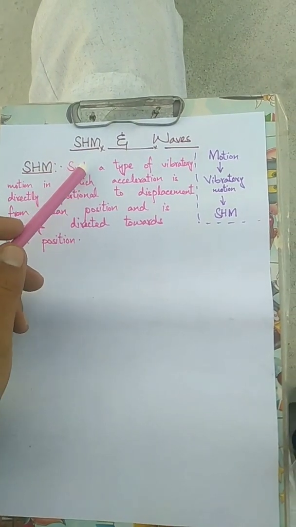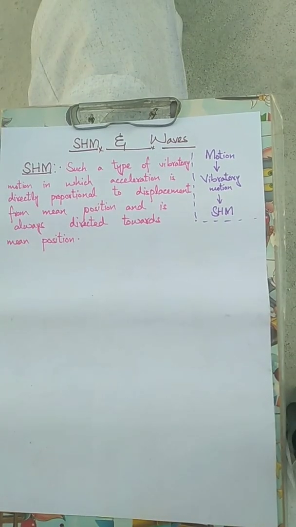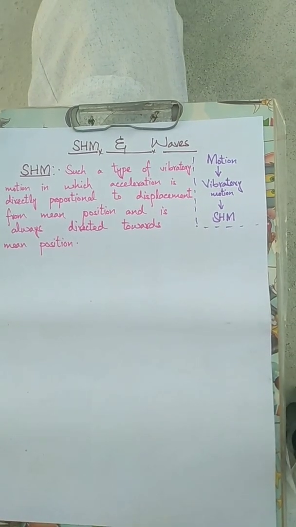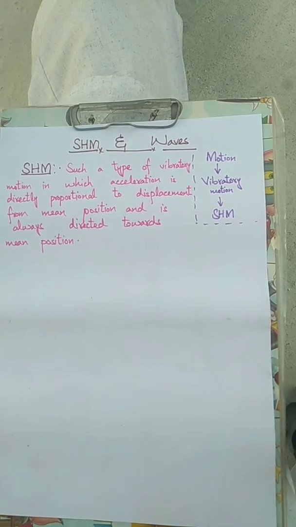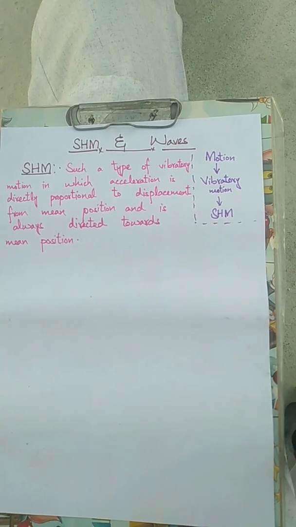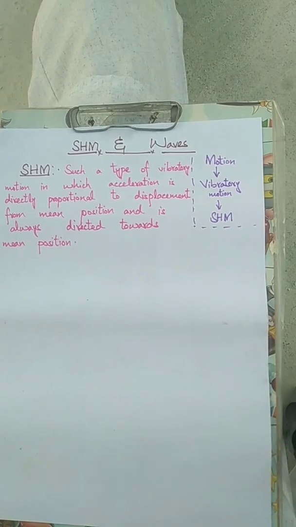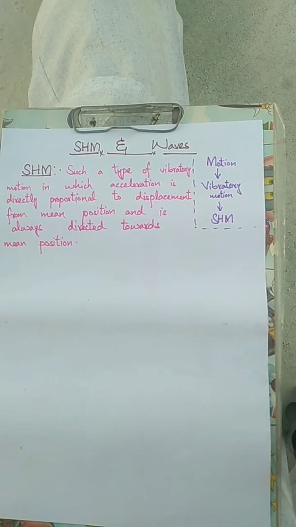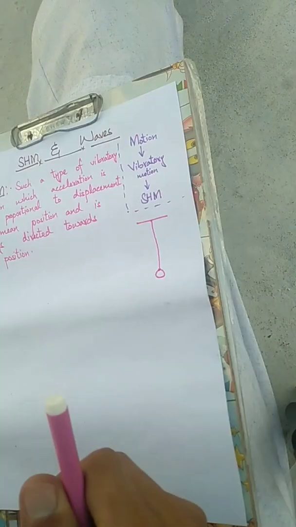Simple harmonic motion is such a type of vibratory motion in which acceleration is directly proportional to displacement from mean position and is always directed towards mean position. So here we are using another term, which is mean position. We need to identify that mean position, then we can properly understand simple harmonic motion. For that, let's draw a diagram for vibratory motion.